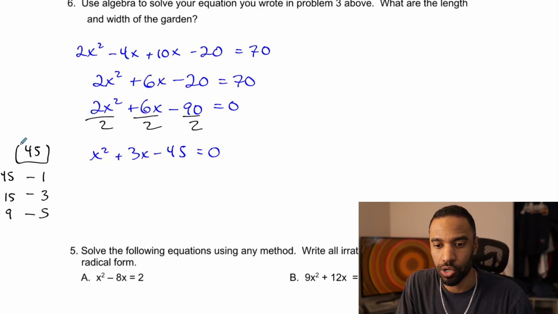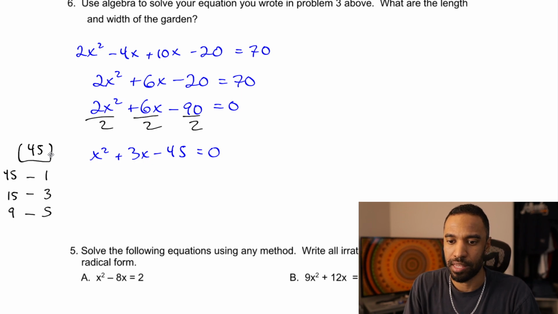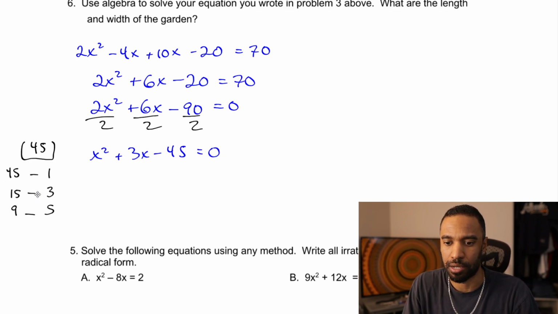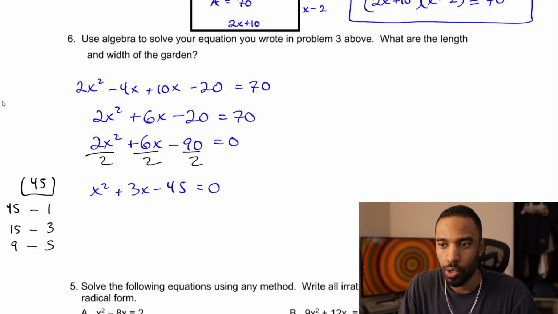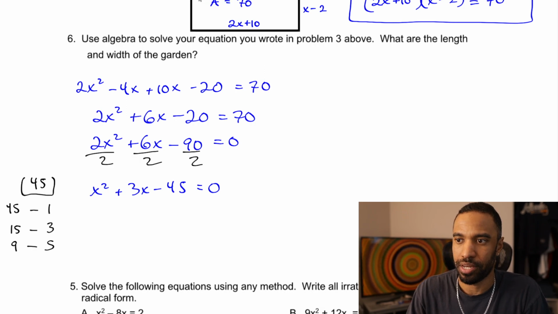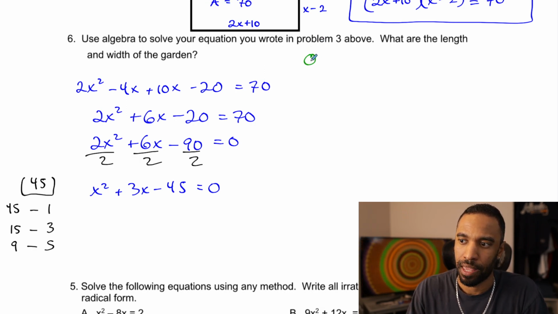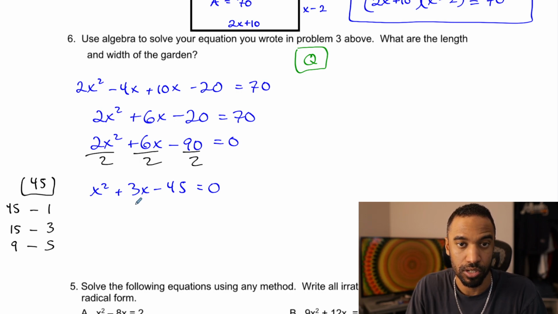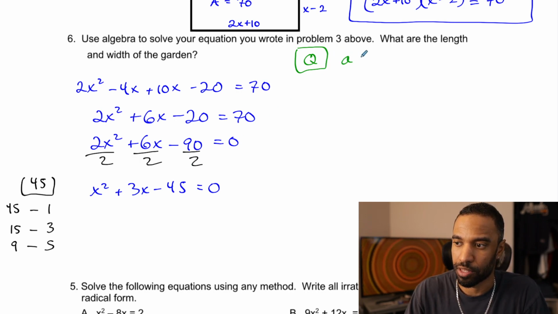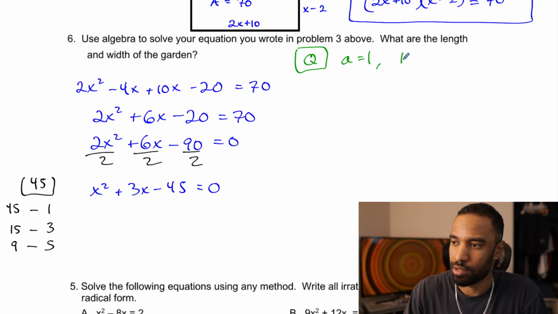Okay? I sure wish it was. Maybe they didn't create the problem with the right thing in mind and they wanted it to be, but it just so happens that it's not as it stands. So what do we do? Well, here's where you're stuck using either completing the square or the quadratic formula. Now, I'm not going to use completing the square because of this odd number here. I don't want to divide it by 2. So I'm going to use the quadratic formula for this one. Say a is 1, b is 3, c is negative 45.